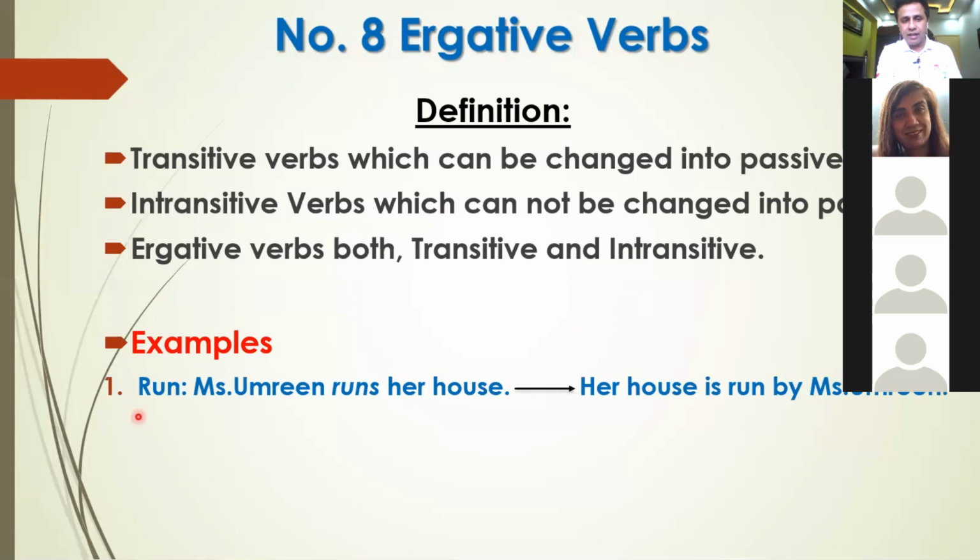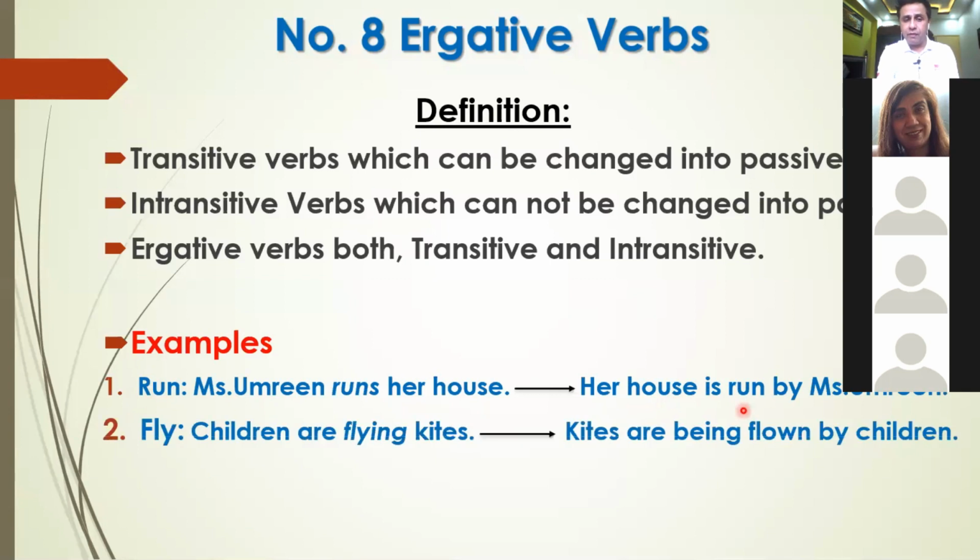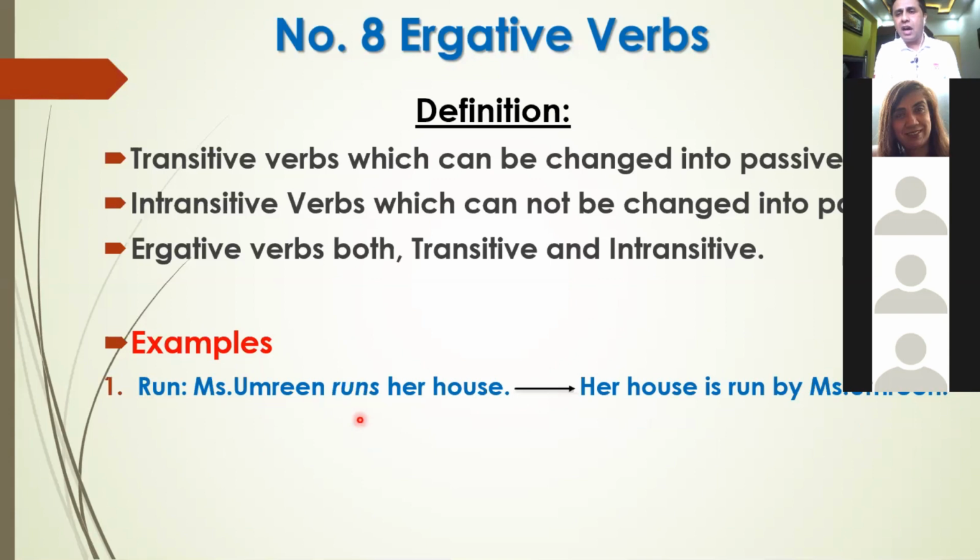See the word run. Now the word run is ergative. It is situationally used. Sometimes it can be changed into passive, sometimes not. Sometimes it is transitive, sometimes intransitive. For example, Miss Amreen runs her house. Here we can change this verb into passive: Her house is run by Miss Amreen. But if we say the children are running in the ground, we cannot change it into passive. Now run is used as an intransitive verb.